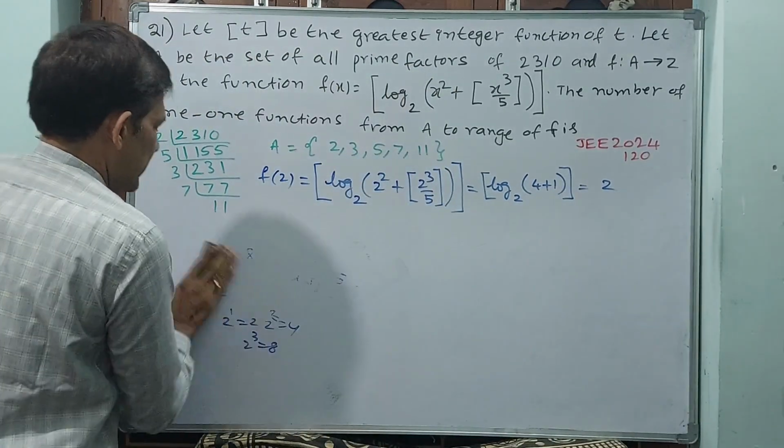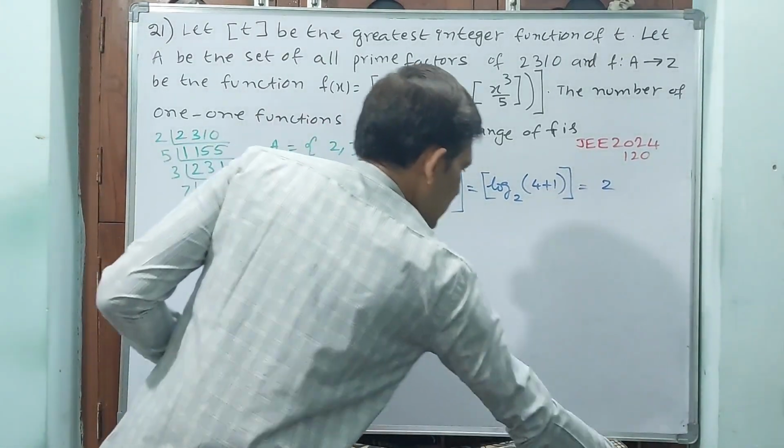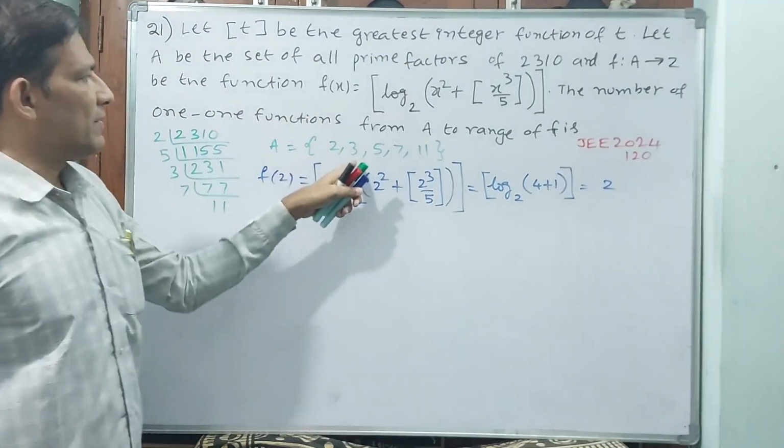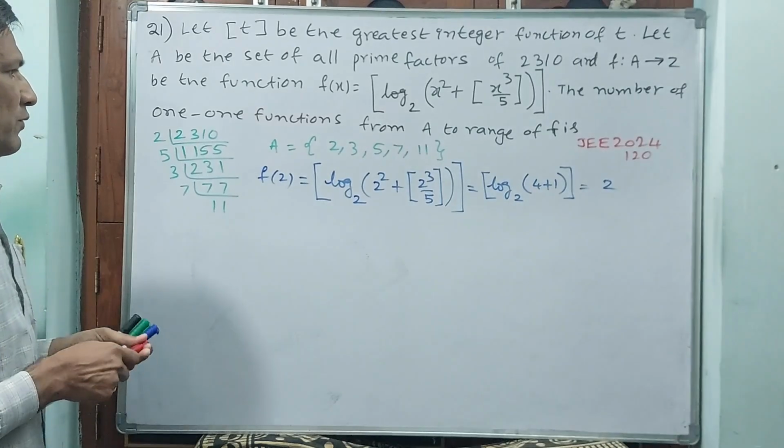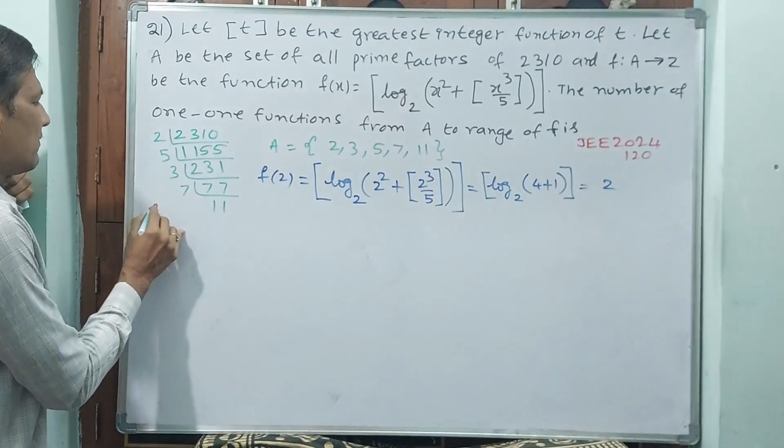Now see, the remaining f of 3, f of 5, 7, 11 and all we can do a little bit faster. This much time we need not take. Let us do f of 3.